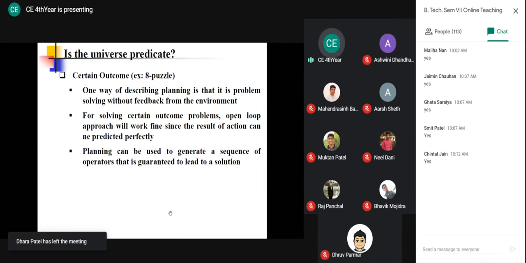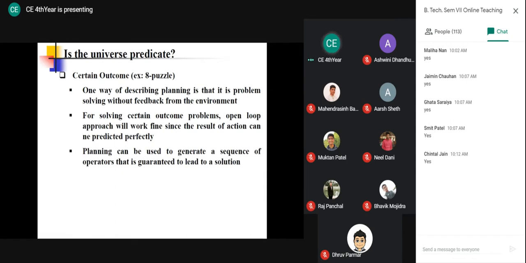In an 8 puzzle, all of you know that planning is possible. One way of describing planning is that it is problem solving without feedback from the environment. No feedback is required in the case of the 8 puzzle. For solving a certain outcome problem, the open loop approach will work fine, since the result of an action can be predicted perfectly. Planning can be used to generate a sequence of operators that is guaranteed to lead to a solution. So this is all about the 8 puzzle.